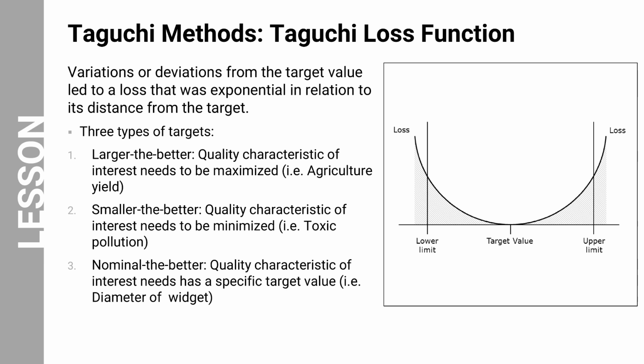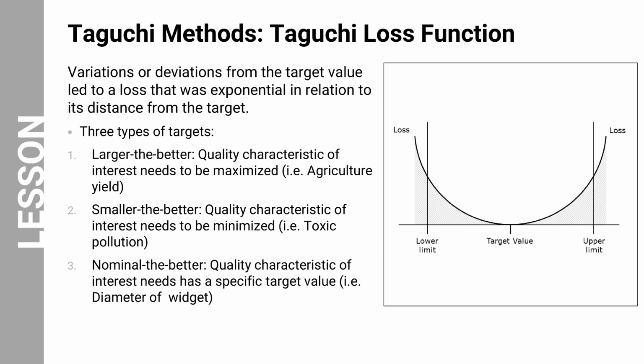The first method is Taguchi loss function. Dr. Taguchi explained that any variation from the specifications of a product causes loss. To make his case to organizations, he associated this loss with a cost value. Based on his loss function, Taguchi said that the variations or deviations from the target value led to a loss that was exponential in relation to its distance from the target.